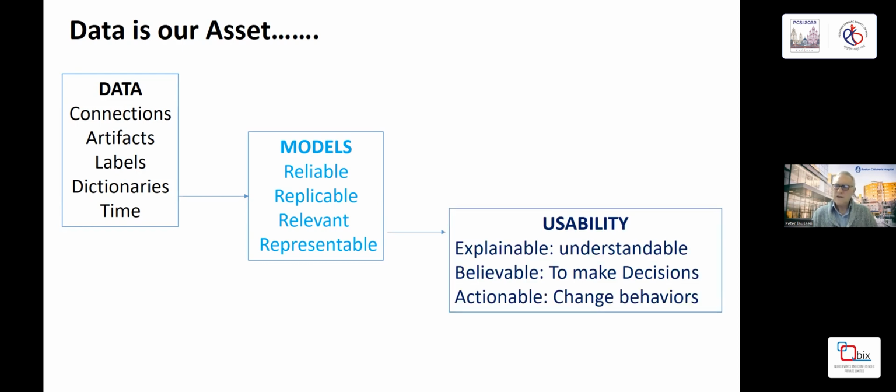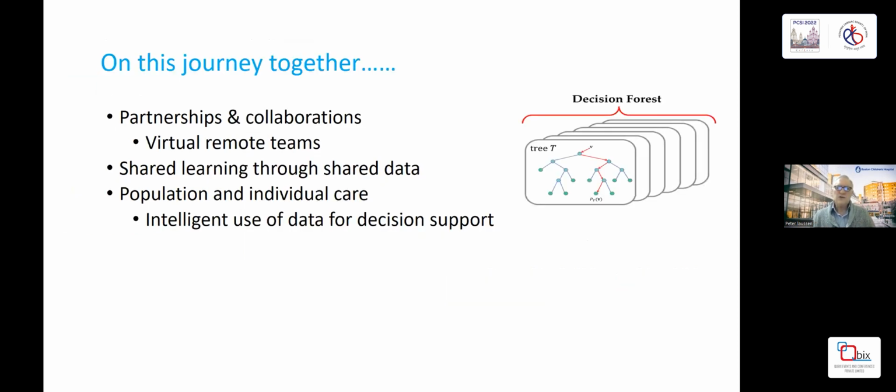And then finally, we must understand it as well to be usable. It must be explainable. We need to believe it so that we can incorporate it in our decision making. And then it needs to be actionable ultimately, so that we can use this information to improve our understanding and the decisions we make. So we're on this journey together. It's going to rapidly accelerate over the next 10 years.